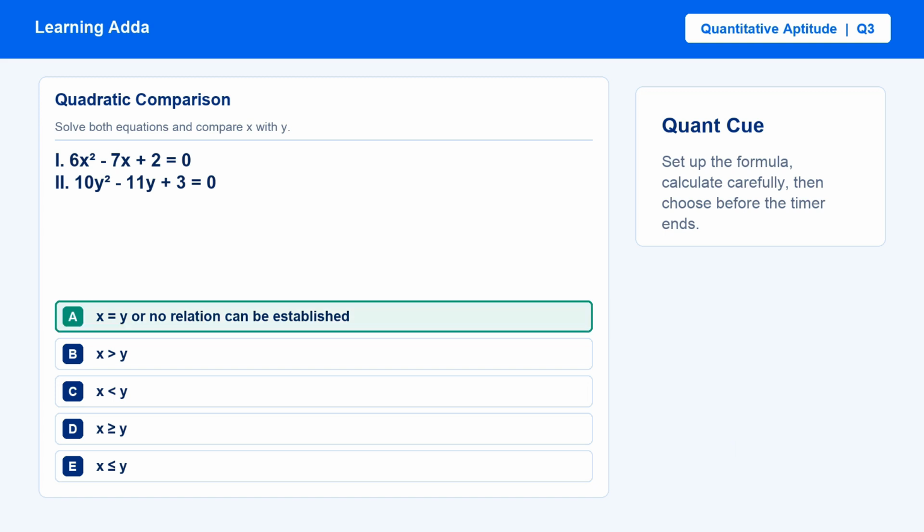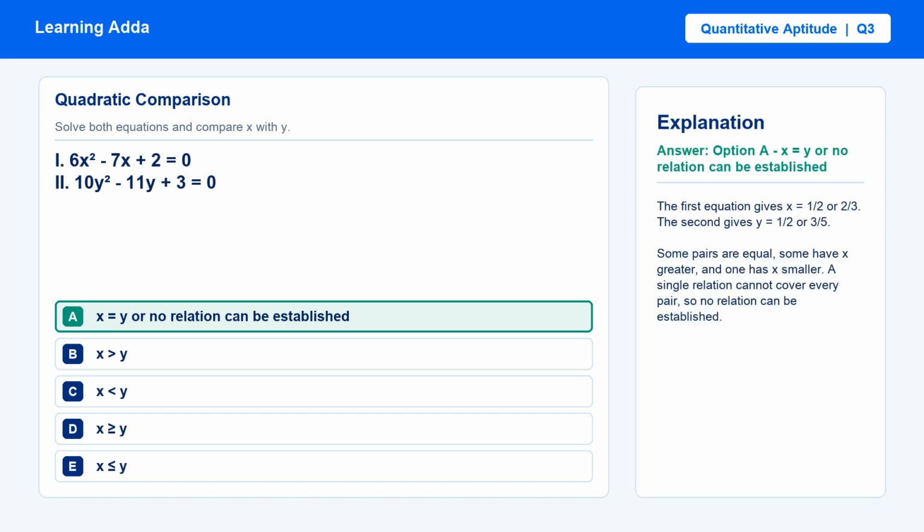The answer is option A, x is equal to y or no relation can be established. The first equation gives x is equal to a half or 2/3. The second gives y is equal to a half or 3/5. Some pairs are equal, some have x greater, and one has x smaller. A single relation cannot cover every pair, so no relation can be established.